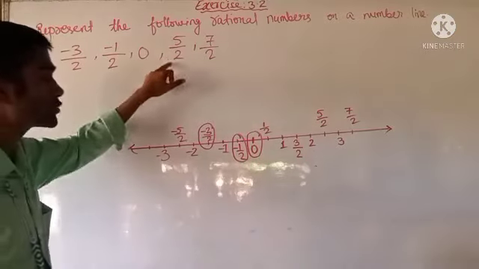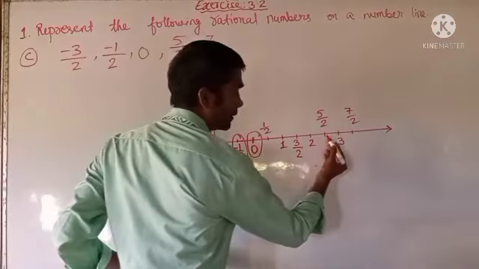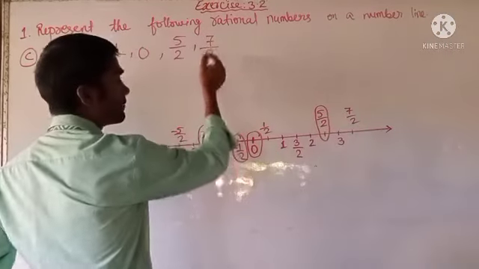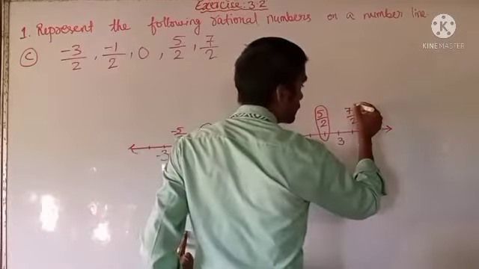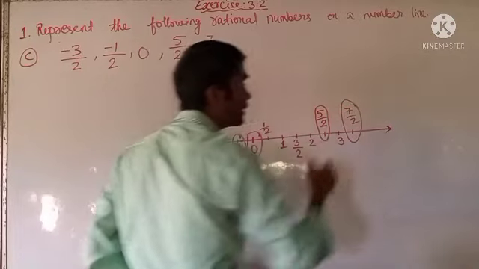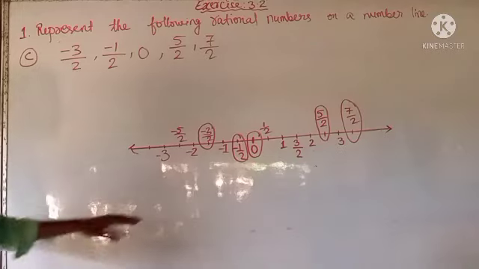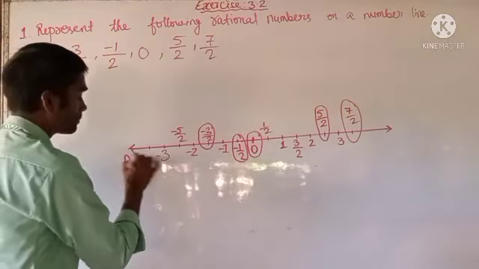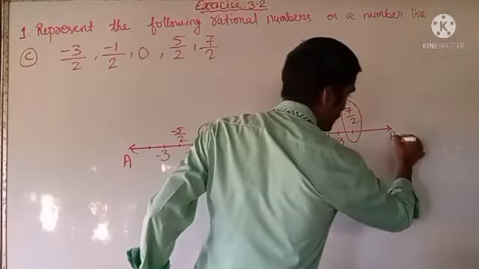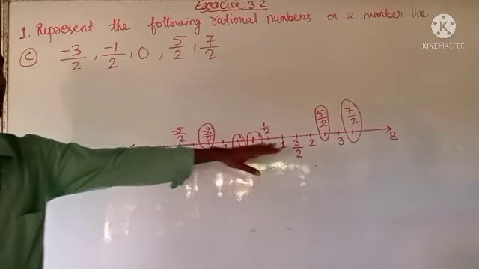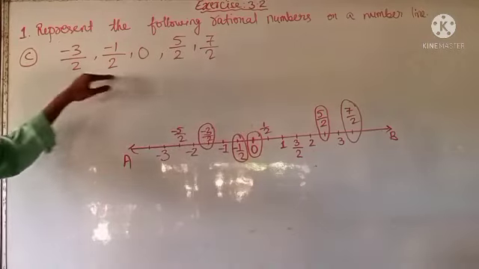Next it is 5 by 2. 5 by 2 is here, so we can circle it. Next it is 7 by 2. So 7 by 2 we got here. So in this way we can represent the rational numbers on a number line. Let us name the line as A, B. So this is the required number line for these rational numbers.